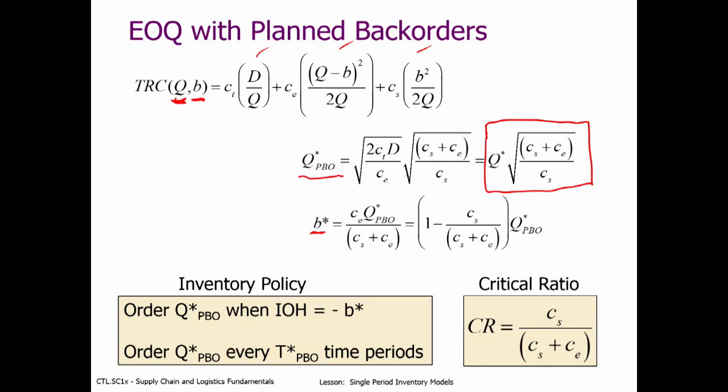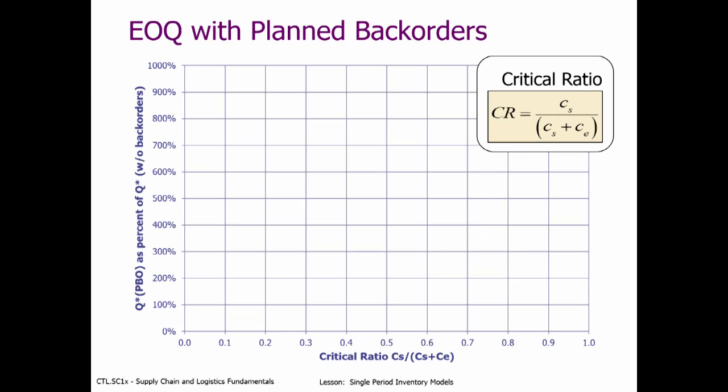So the important thing here is this critical ratio, this ratio of the cost of shortage divided by the sum of the cost of shortage plus cost of excess. We see that it plays a role here in the determination of B, and the inverse of it plays a role in determining what the new Q star is going to be. This critical ratio is something we're going to use a lot going forward. So let's take a closer look at it for a second.